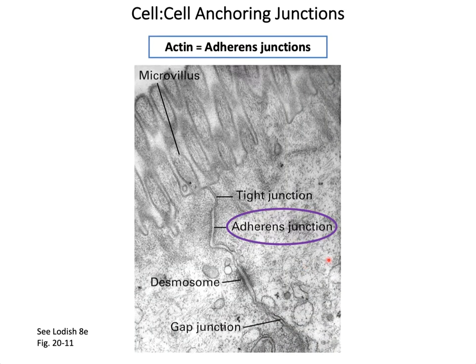So let's look at some examples of each of these 4 different types of anchoring junctions. Cell-to-cell anchoring junctions that use actin are known as adherens junctions. These adherens junctions can be a part of what is known as adhesion belts, which I'm going to show you in a moment. But here is a transmission EM of an epithelial layer, and you can see the adherens junctions just below the tight junction, which is where we often see them.